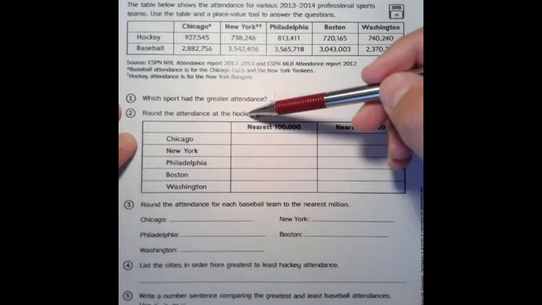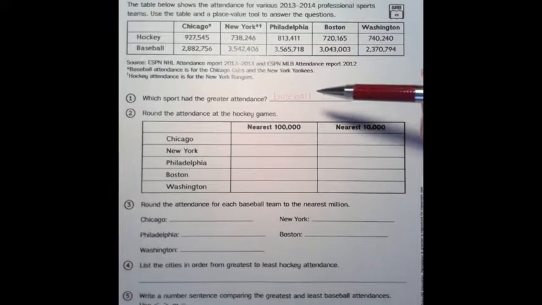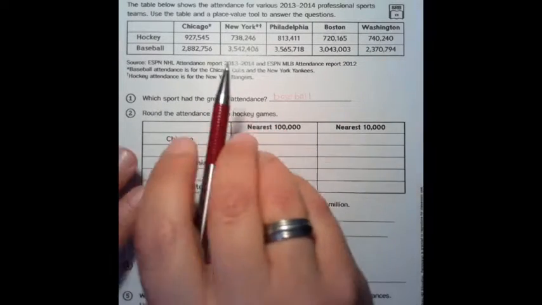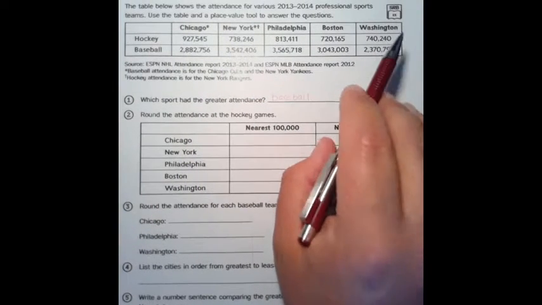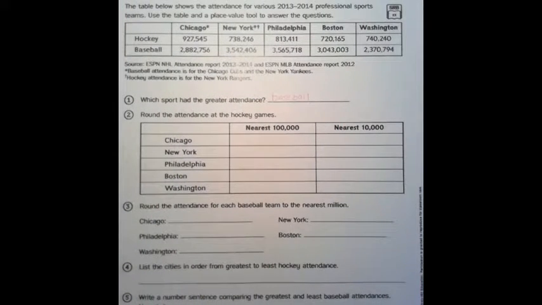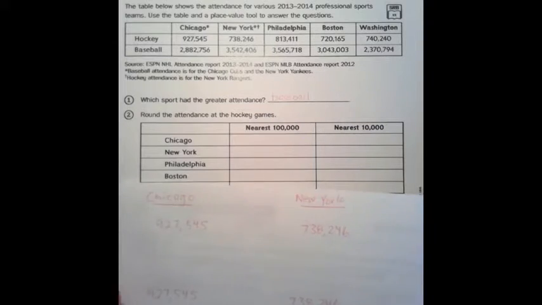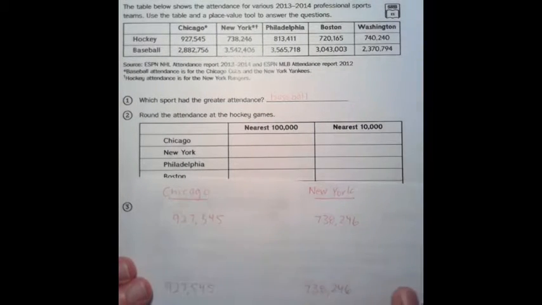Round the attendance at the hockey games. So for this one, we're only looking at the hockey numbers, so we're looking at this row here. Now I'm going to do the first two cities for you. I'm going to do Chicago and New York, and I'll have you do the rest.